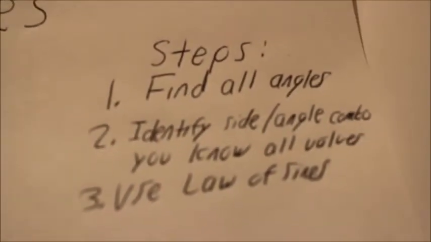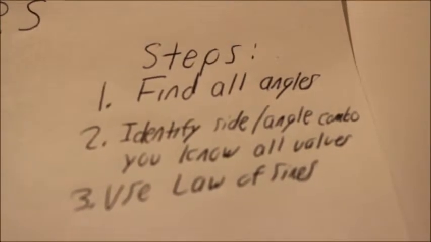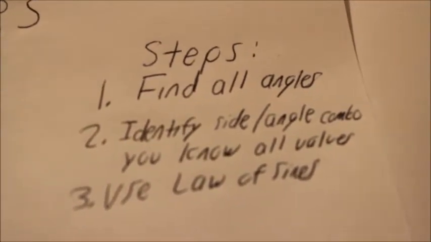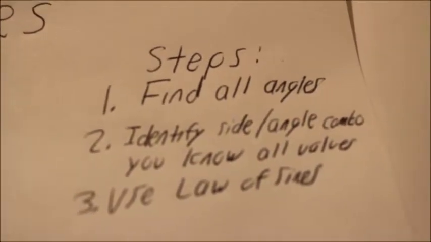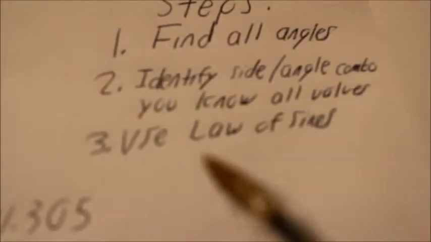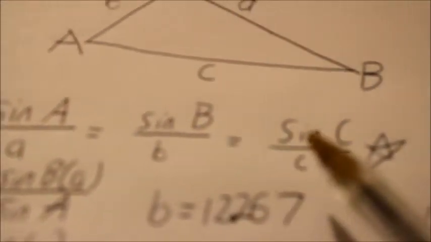Next, we should identify the side-angle combo where you know all the values. In our situation, we knew the side length of A and the angle of A. Therefore, in the law of sines equation, these values were known. Now, it is important that you use the law of sines equation in order to solve for the side lengths of B and C.